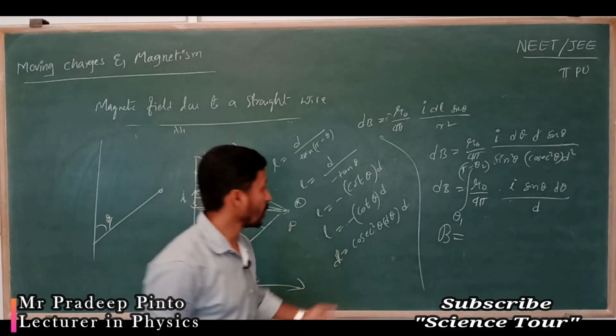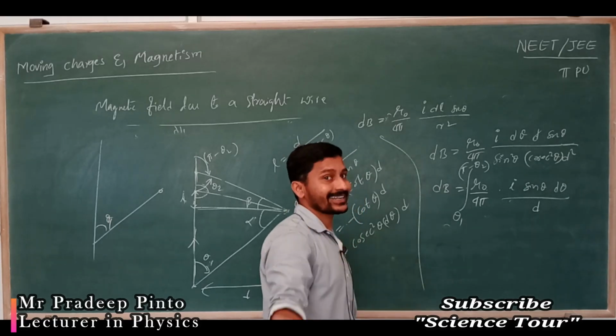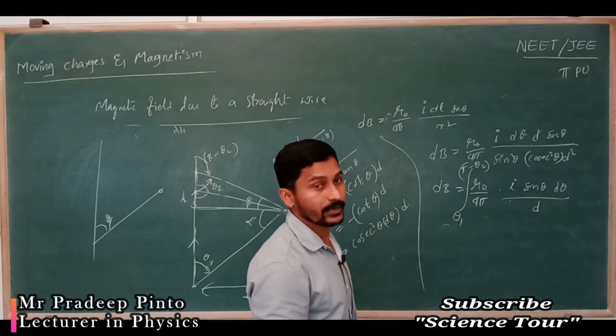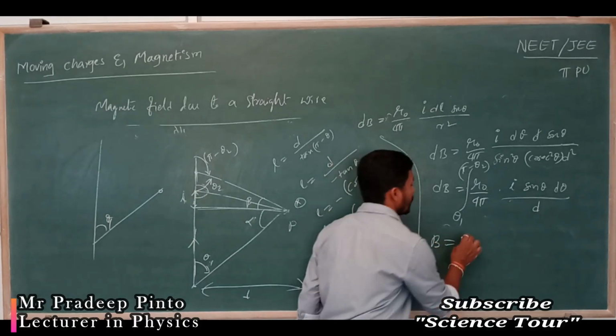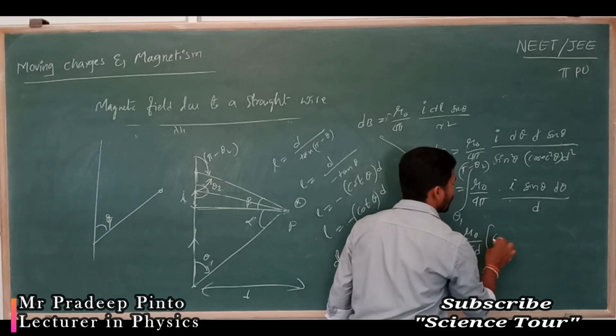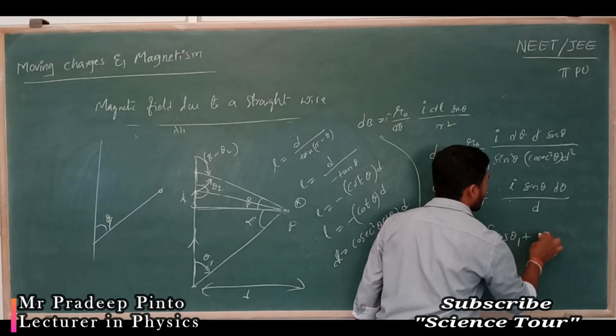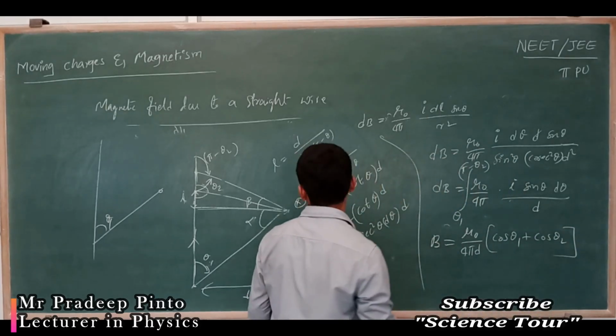If you substitute, you have to do the integration for only sin theta, that is nothing but minus cos theta. You apply upper limit minus lower limit, then you are going to get the magnetic field B equal to mu naught divided by 4 pi d, into cos theta 1 plus cos theta 2. This is the final value.